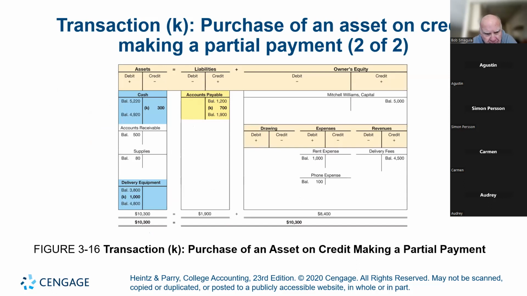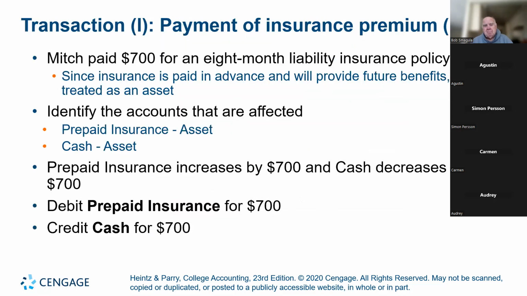So let's see what we have here. He bought another motor scooter for $1,000. He paid $300 in cash. That was a down payment demanded by the seller. And we credit accounts payable to raise it now up to $1,900. Okay? Debits and credits.